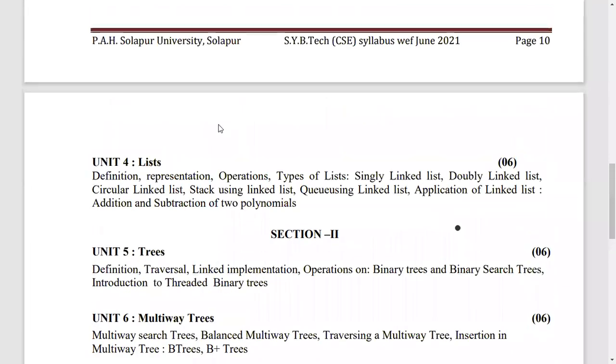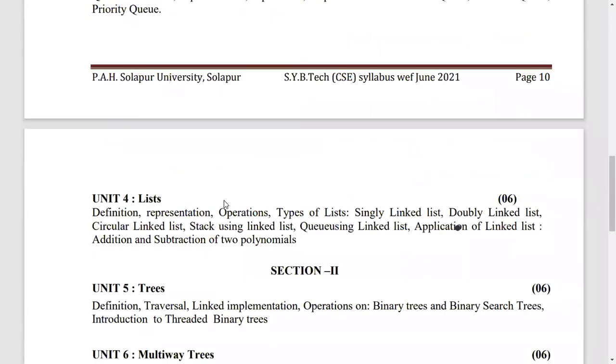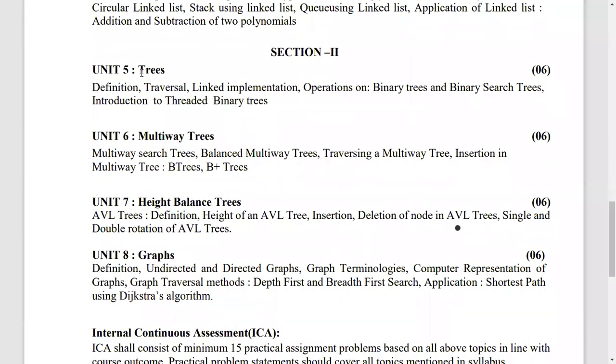Now these 4 chapters we will cover in unit 1, section 1. In section 2, the next data structure is the non-linear data structure, tree. In the tree, we'll discuss the definition of tree, traversal, linked implementation, operations on binary tree, binary search tree, and introduction of threaded binary tree. After that, multi-way trees. In the multi-way tree, these two trees are very important, B tree and B plus tree, right? We'll discuss the concept as well as their implementation also.